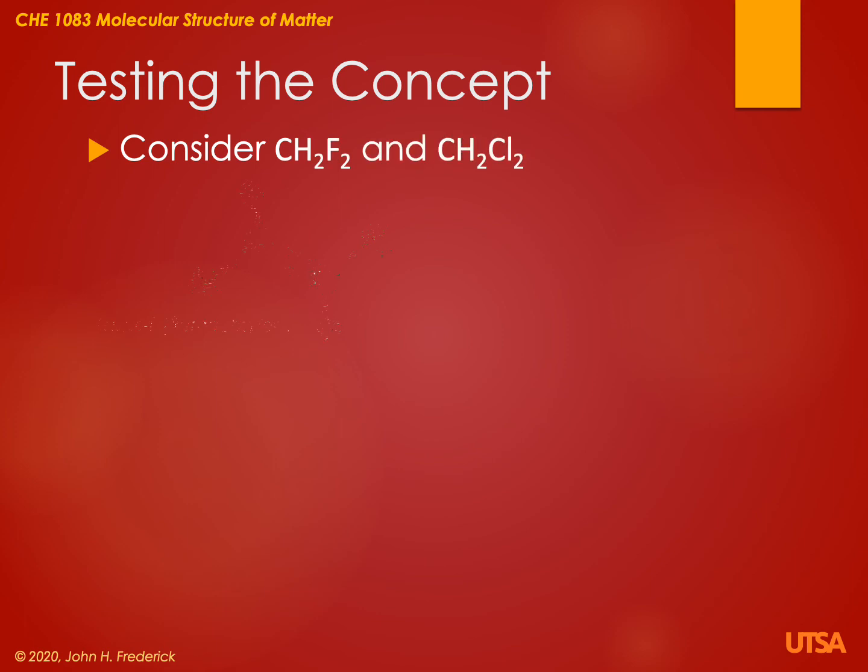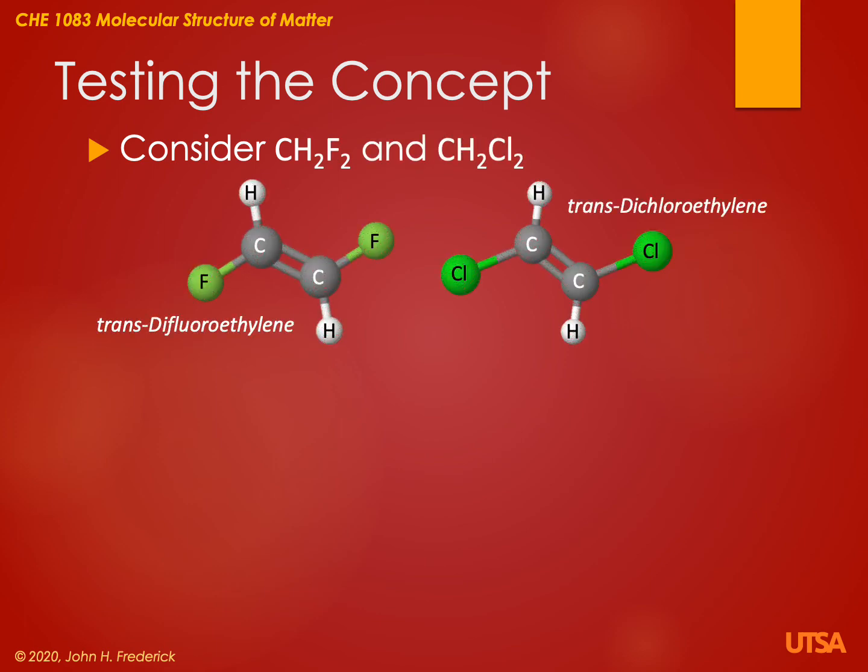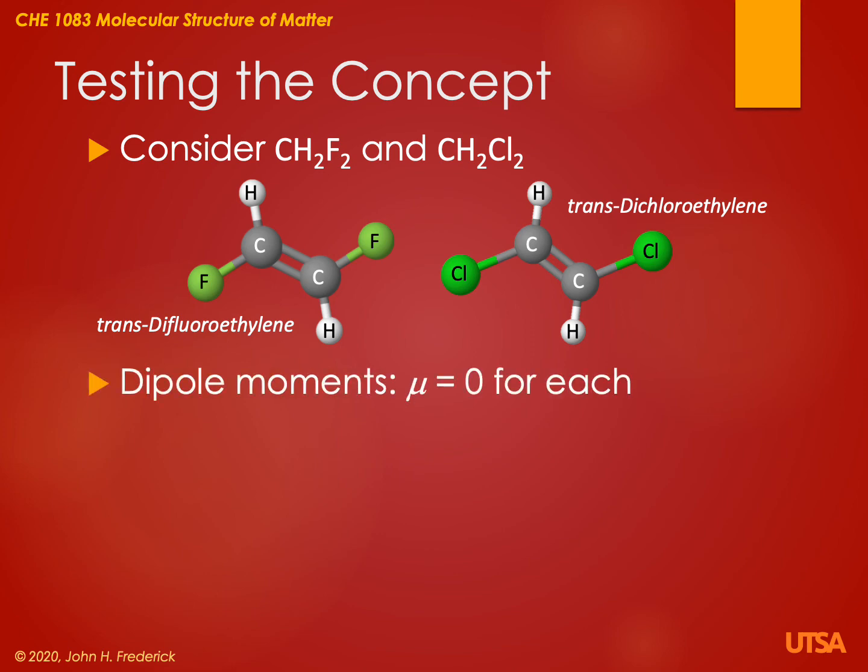I want to consider two compounds, basically dihalogenated ethylenes, so difluoroethylene and dichloroethylene. And in both cases, I'm going to arrange these things in a particular way. I want you to notice that these are arranged so that the bond dipoles for the carbon-fluorine bonds in the first molecule and the carbon-chlorine bonds in the second are pointed in opposite directions.